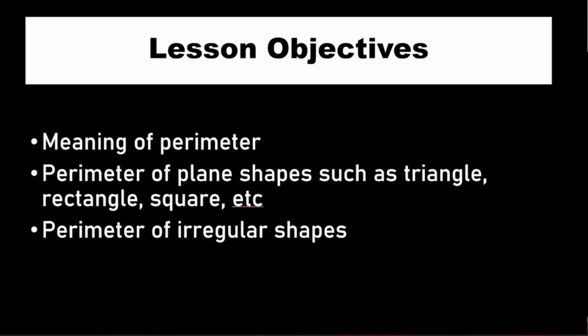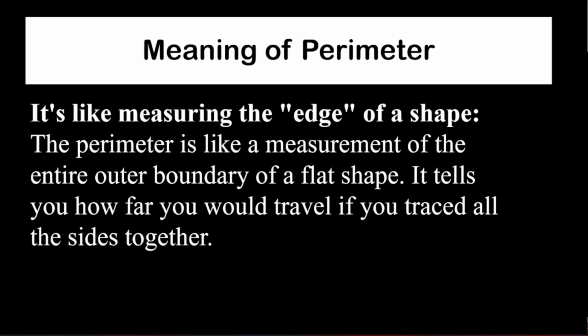The first aspect is the meaning of perimeter. It's like when you are measuring the edge of a shape. The perimeter is a measurement of the entire outer boundary of a flat shape.